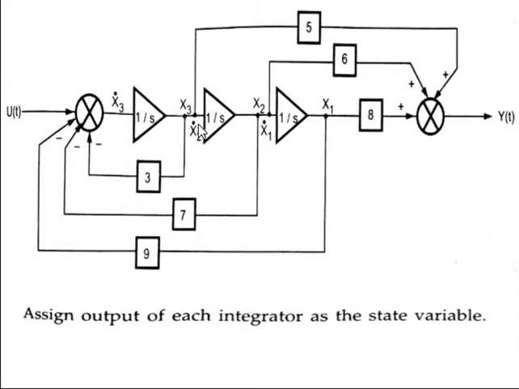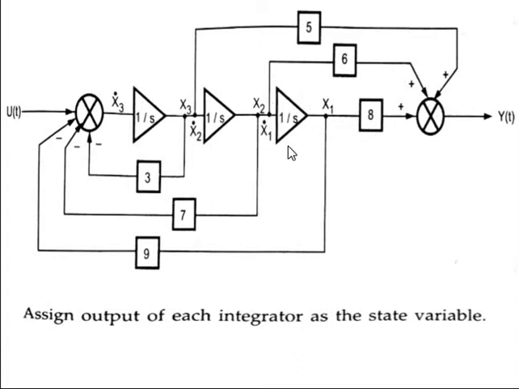X2 dot of t is nothing but one time differentiation of x2. The differentiation is eliminated by using this integrator. Differentiation and integration are cancelled, so we can get x2. So this integrator output is x3, and definitely the input is x3 dot of t. Now we can write the equations.